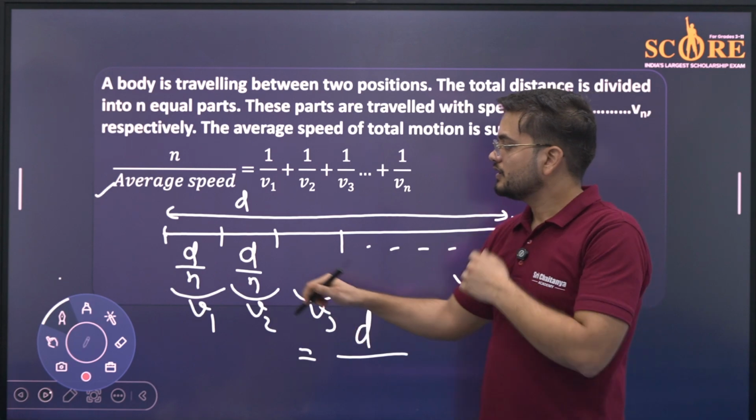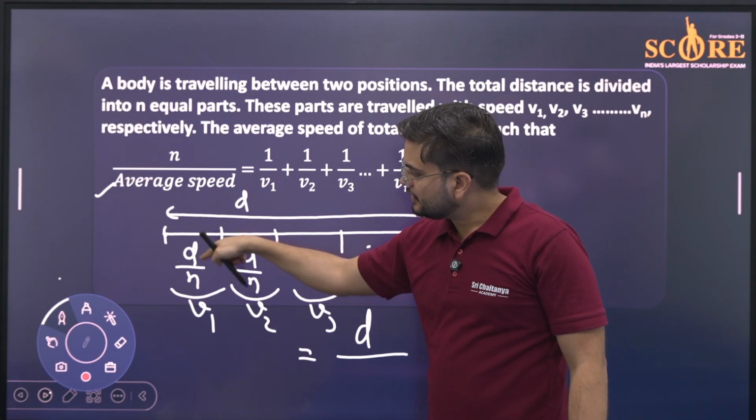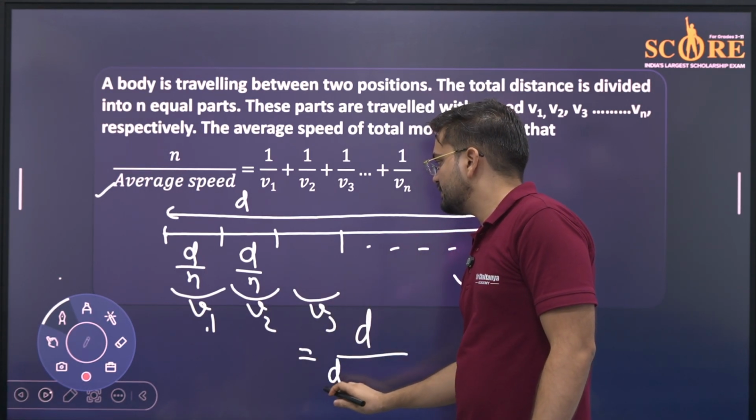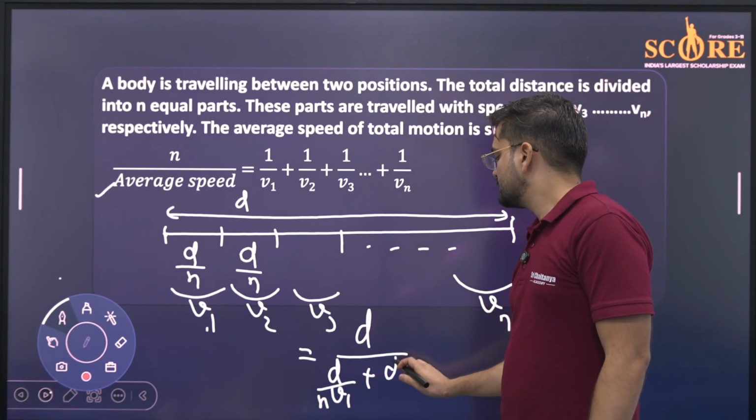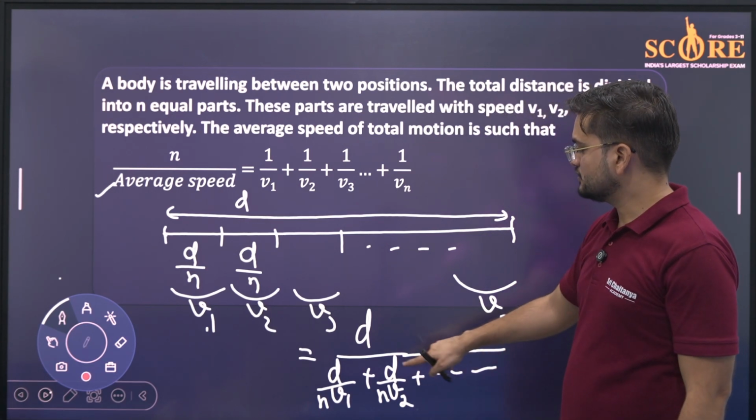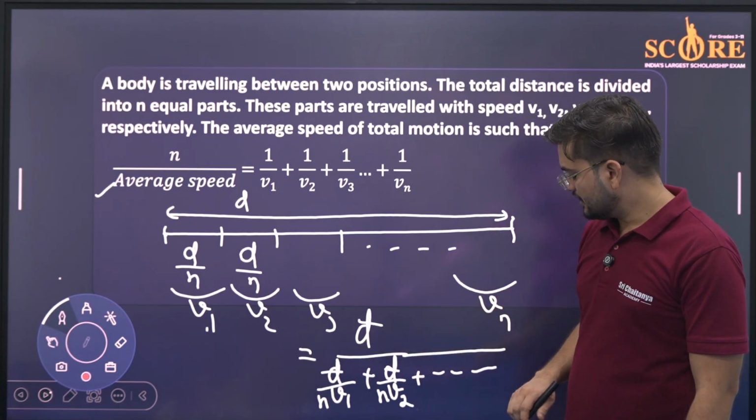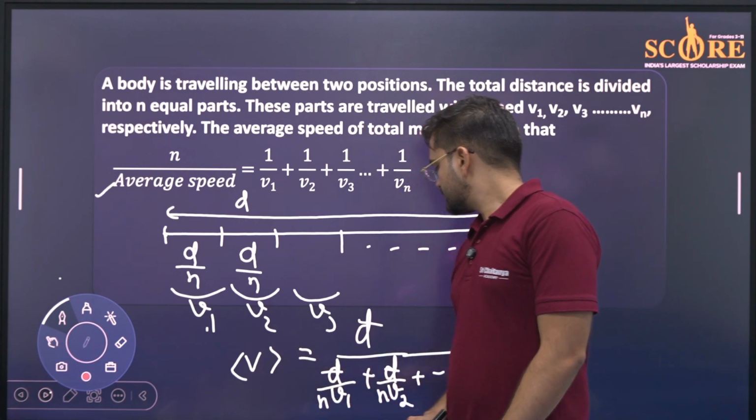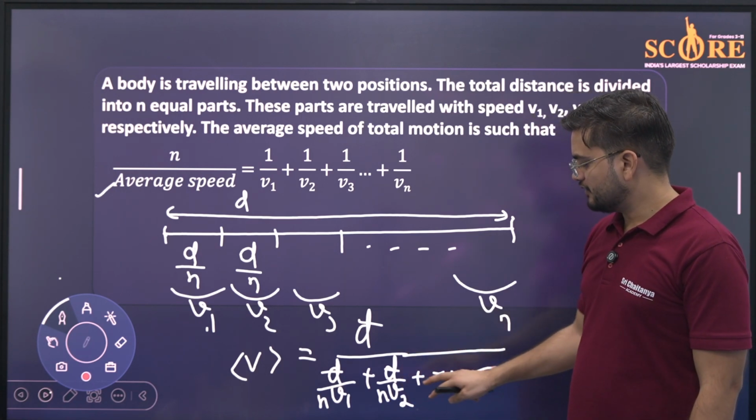And what is the time? T1, T2, T3, T4 and Tn. So T1 will be the distance traveled in the first segment divided by speed. So T1 will be d by n, distance traveled divided by speed v1, and the next d by n v2, and so on. So you can see that d will be cancelled and V average will be 1 upon n v1, 1 upon n v2, 1 upon n v3.